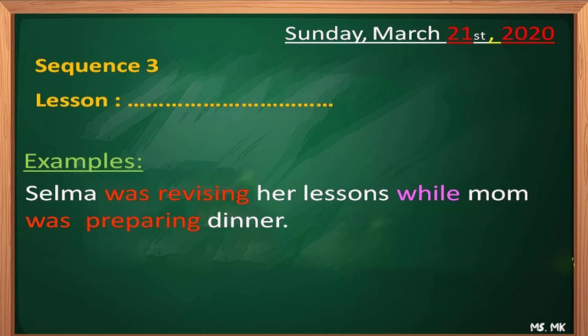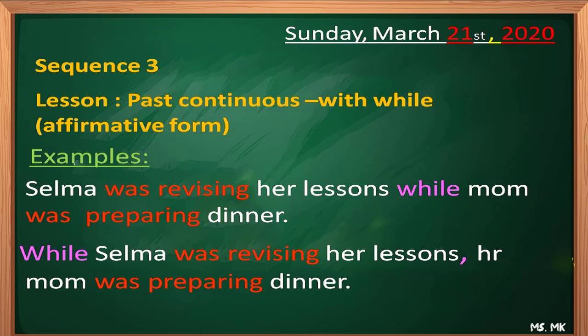You're going to leave your pupils do it by themselves. While Selma was revising her lessons, comma, her mom was preparing dinner. Or, while mom was preparing dinner, comma, Selma was revising her lessons. I write this sentence and I say, what changes have occurred in this sentence? They're going to say that we have added comma and we have put while at the beginning.